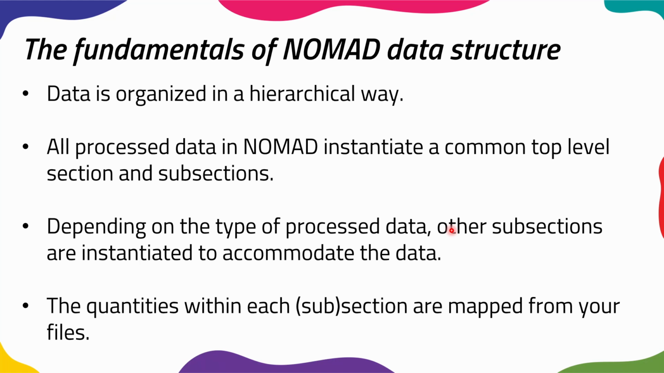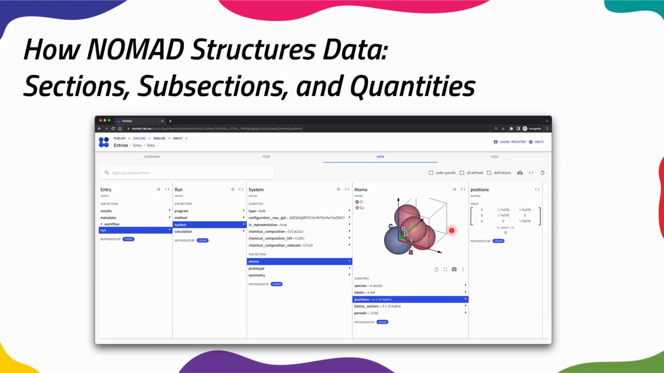And to get this more visual, this is how it looks in Nomad. So Nomad structures data in the hierarchical manner of sections, subsections, and quantities. This is an example of one entry, and you can see this is the main section. It contains various subsections, and if you click further, you would see other subsections or quantities until you end up with a quantity and the value that fills up that quantity.